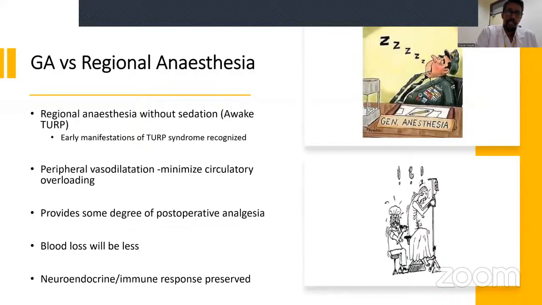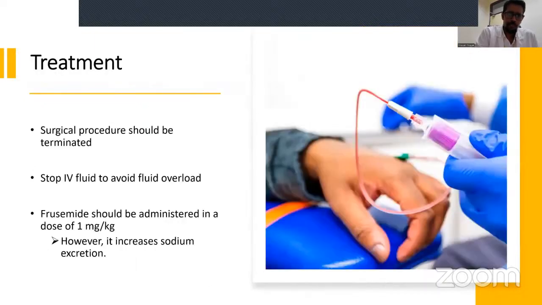Regional anesthesia without sedation, what is called awake TURP, is probably better because early manifestations of this TURP syndrome would be recognized. And also, regional anesthesia leads to some amount of peripheral vasodilatation that minimizes the circulatory overloading that occurs due to absorption. It also provides some degree of post-operative analgesia. So blood loss will be less with that, and neuroendocrine and immune responses are preserved with regional anesthesia.